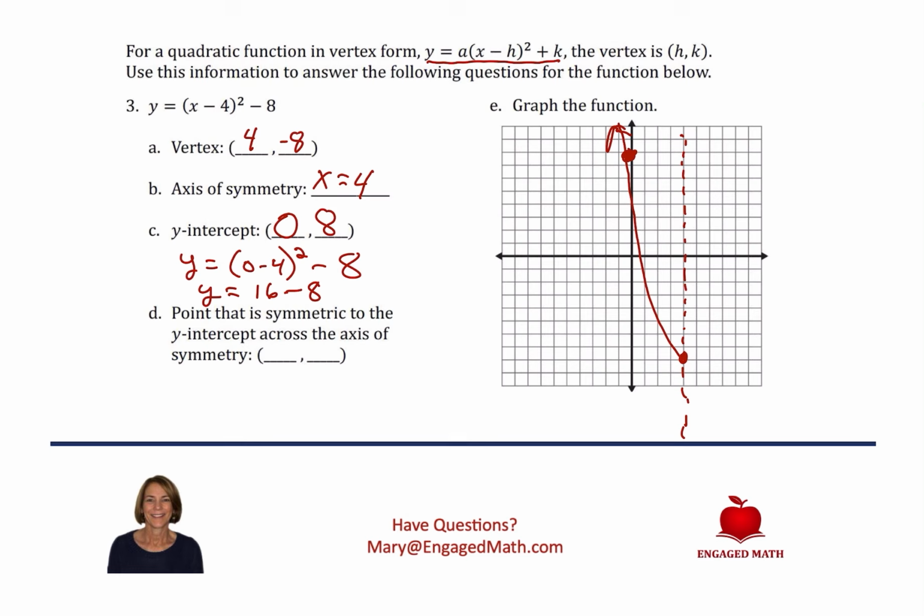And now, as I try to do the other half, I know I'm symmetric about the axis of symmetry. So since the y-intercept is 4 to the left of the axis of symmetry, I'm going to simply count 4 to the right. So 1, 2, 3, 4 puts me right here, and that would be the other point that is symmetric to the y-intercept, but across that axis of symmetry.